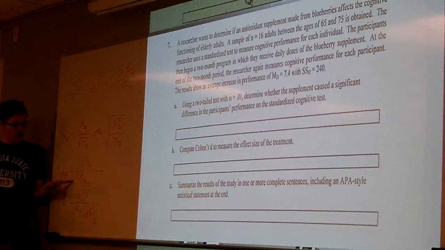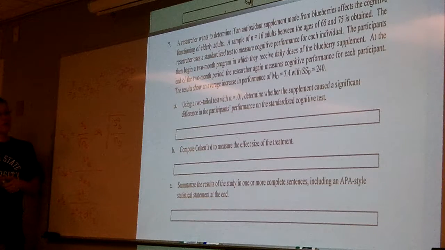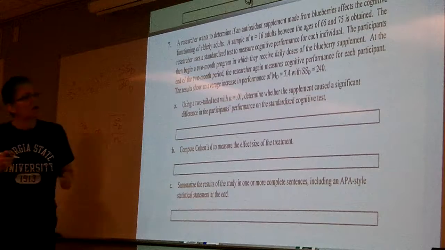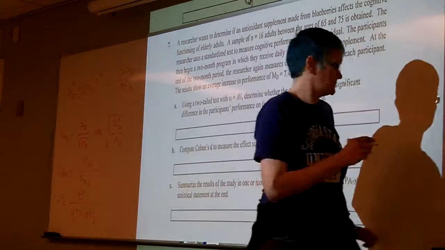Okay, so we figured out that our t observed is positive 7.4. What's our critical value if we're doing a two-tailed test with alpha 0.01?